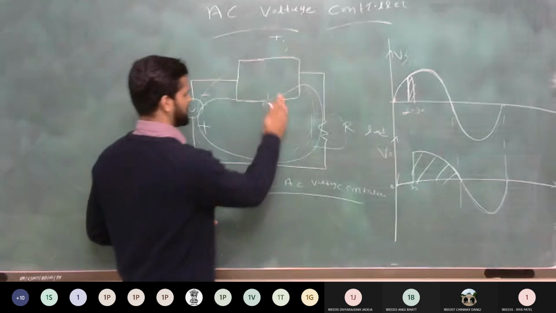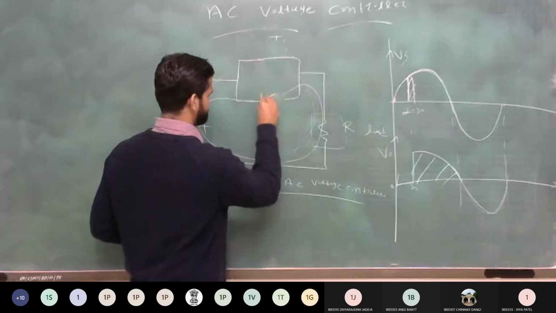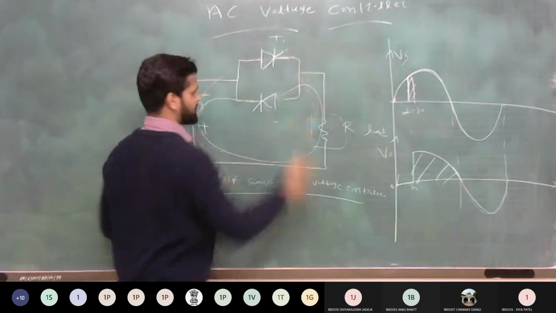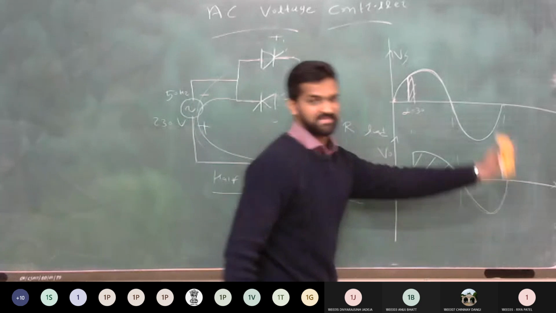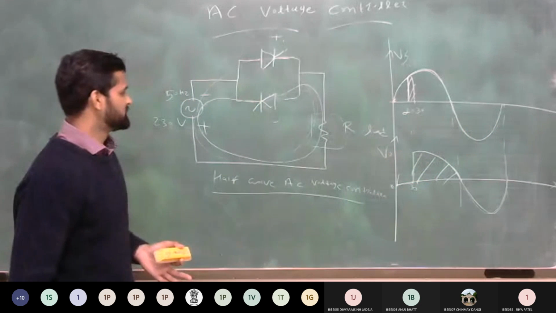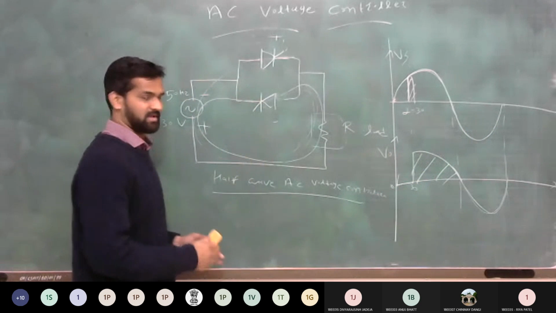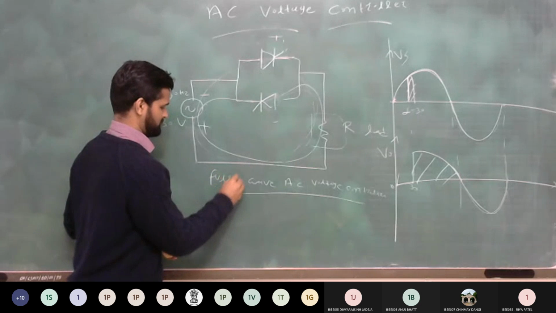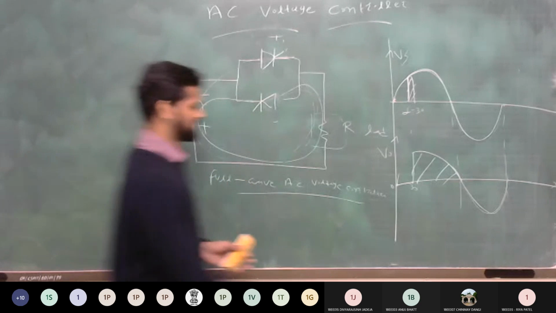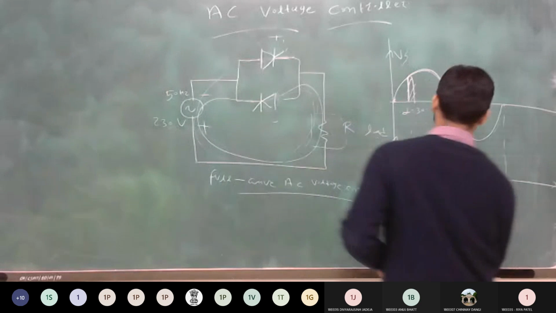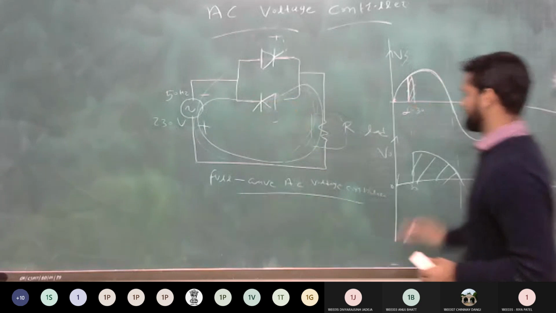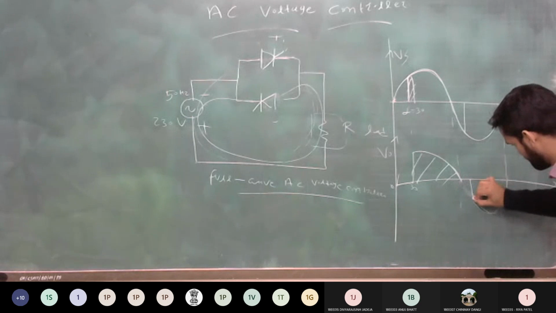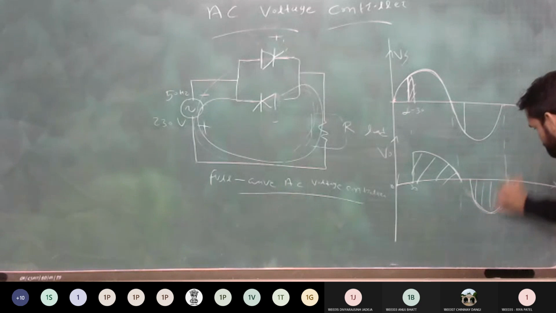But suppose you use two thyristors here. It means that you can control the positive as well as the negative cycle of your supply. So now the circuit becomes a full wave AC voltage control. Full wave, because it controls the positive cycle, and if thyristor T2 is fired at the same angle here, you can again control the negative cycle this way.